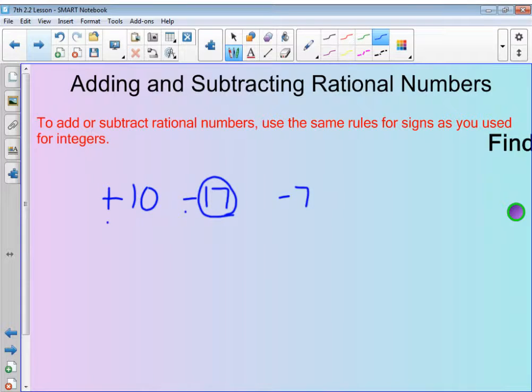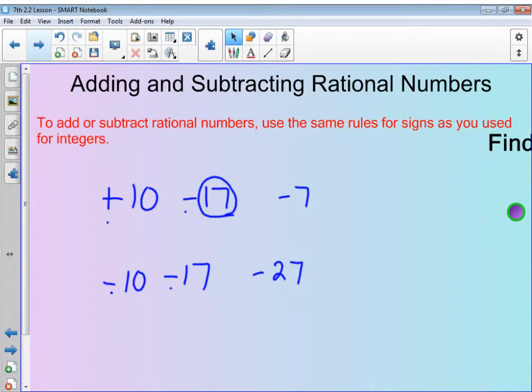Okay, if we had numbers that had the same symbol, so let's say this time I did negative 10 and a negative 17. Okay, I look at the symbols, they're the same, so I find the sum. So the sum is to add, so 10 plus 17 is 27. And then I'm going to apply the same symbol. So I'm going to add a negative sign in front because we apply the same symbol. So we get negative 27. We're going to use those concepts today, only today we're going to work with fractions and decimals.